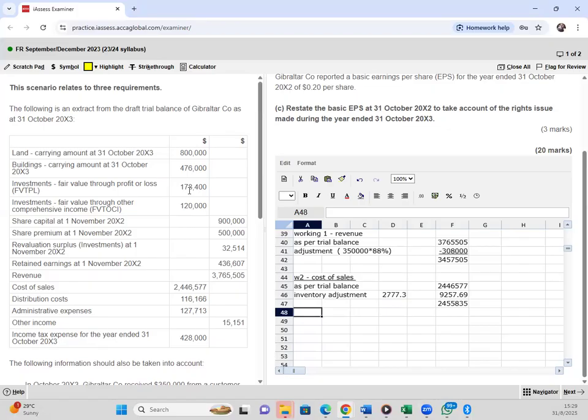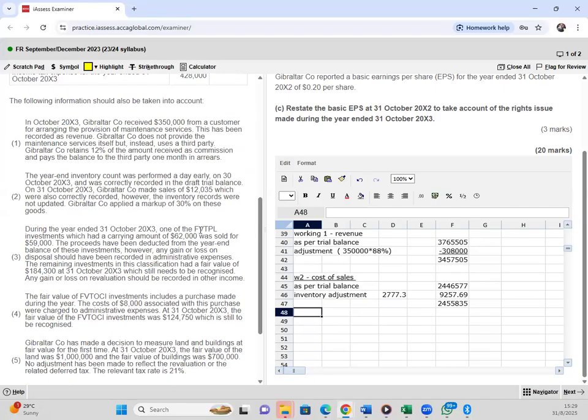So they are saying the carrying amount is 178,400. But when they sold the investment, what they only deducted is the sale proceed. This investment had a carrying amount of what? If you go to item number 3, the investment had a carrying amount of 62,000. But the statement is saying the proceeds have been deducted from the year-end balance of these investments. However, any gains or losses on disposal should have been recorded in admin expenses. Should have been, it means this was not recorded. So the gain or loss was not recorded.